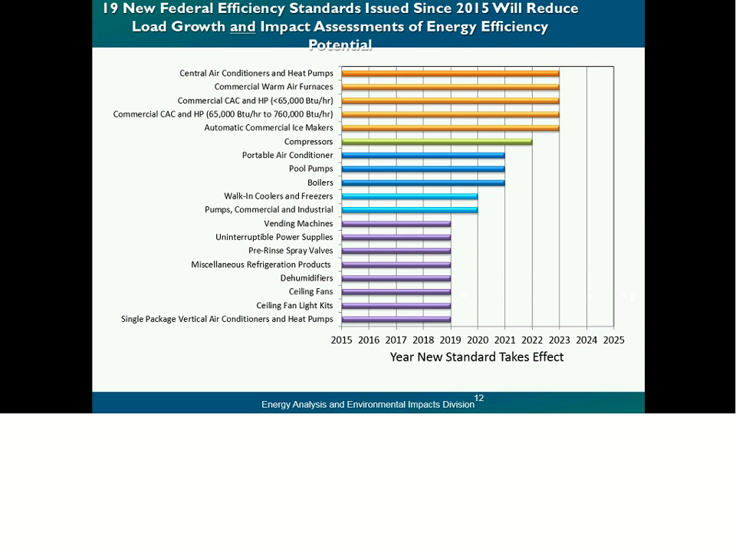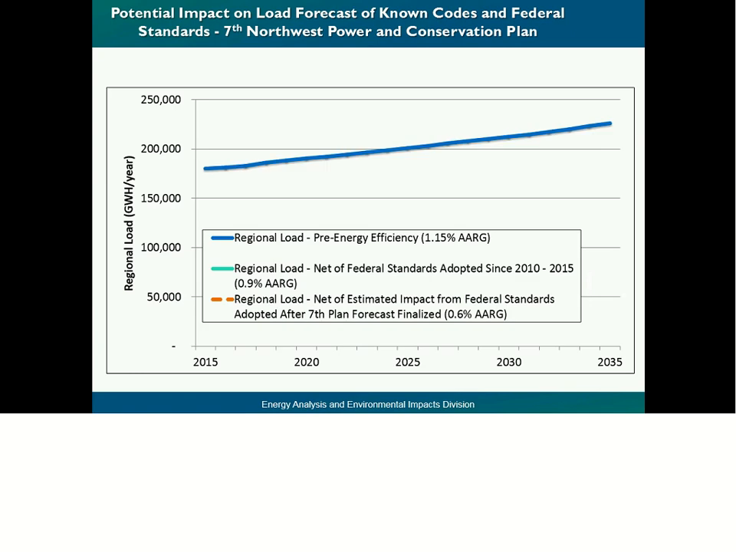Just to give you an example, this is the regional load forecast on the mean for the Northwest, pre-energy efficiency, that is pre-standards, 1.15% load growth. For the standards published between 2010 and 2016, we dropped it to 0.9% load growth. For those going forward, we estimate that's going to drop down to 0.6%. So from 1.2 to 0.6, roughly a 50% reduction in the annual rate of growth from federal standards adopted since 2010, which your load forecasters haven't seen the effect of yet.